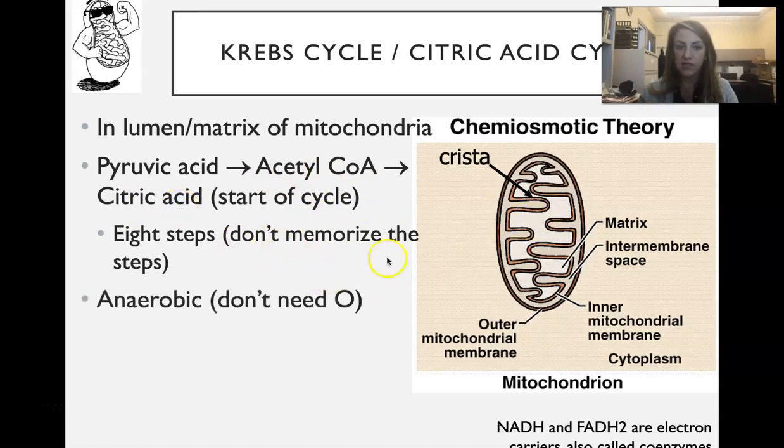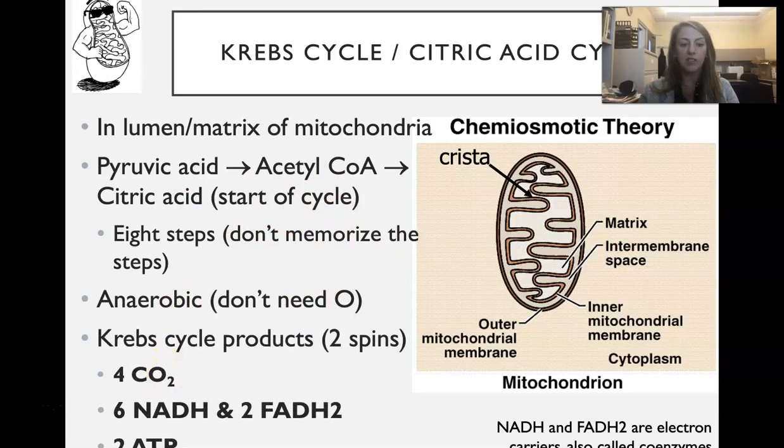This process is actually also anaerobic. We don't need oxygen quite yet. We will in just a minute. And what's produced are 4 carbon dioxide, 6 NADH, and 2 FADH2. So those are more electron carriers that are going to go to the electron transport chain, which is our next step, and 2 ATP. So this process gives you a little bit of ATP.